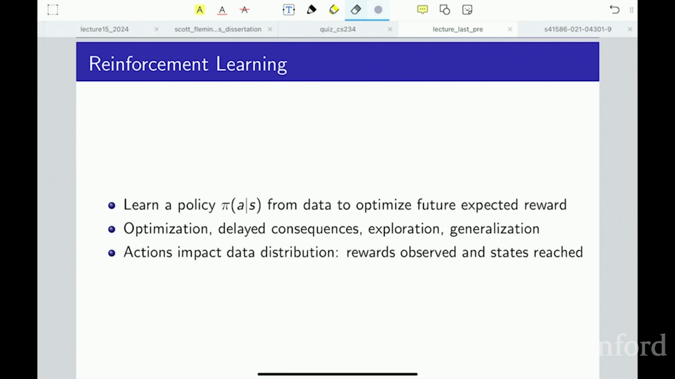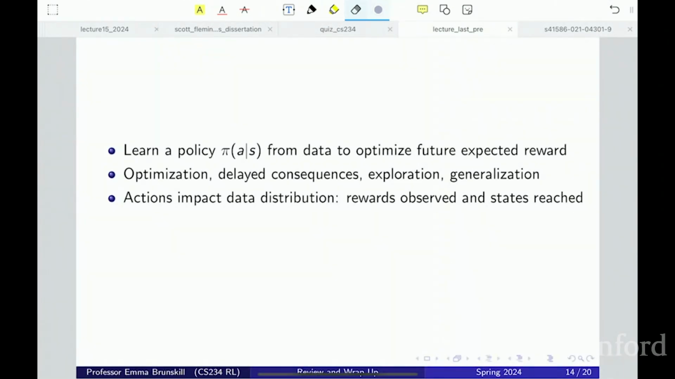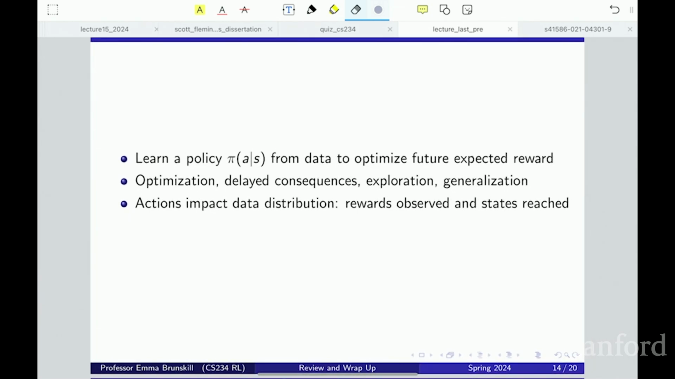one of the big differences of reinforcement learning is that in general, the actions impact the data distribution. Certainly of the rewards we observe, but often also of the states we get to reach. And that's very, very different than supervised learning or unsupervised learning, where you don't always see the label, or you just have a static distribution of data. So this is both a huge opportunity and a huge challenge because we have to think a lot more about distribution shift.